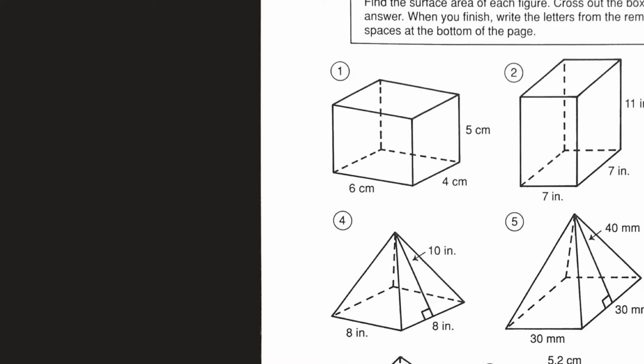The first surface would be, let's see, the top. Or actually, I think I'll start with the bottom. And the area of that bottom, well, it's this right here. We need the length times the width, or base times height, whatever you want to say. It's going to be 6 times 4, so the area of the bottom is 24.